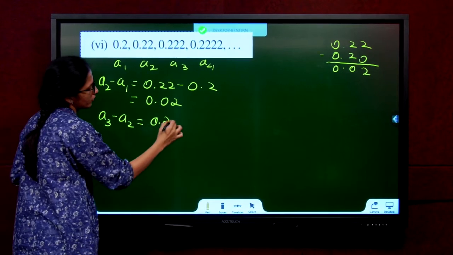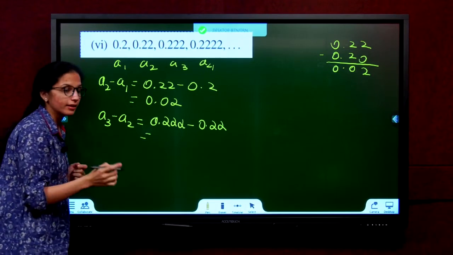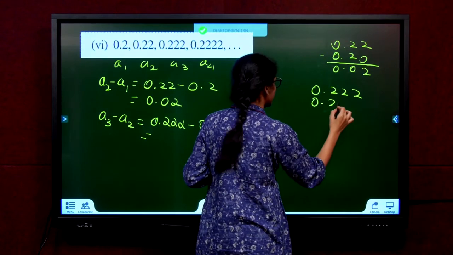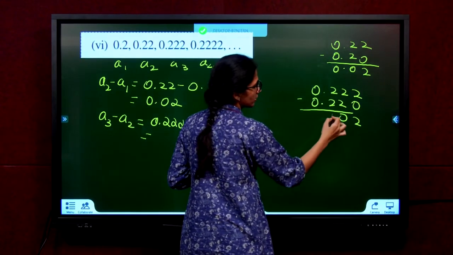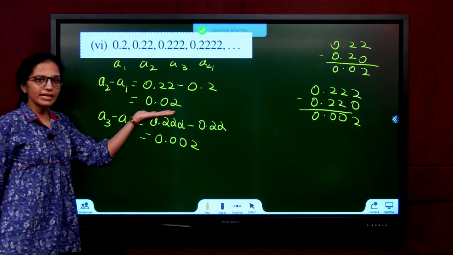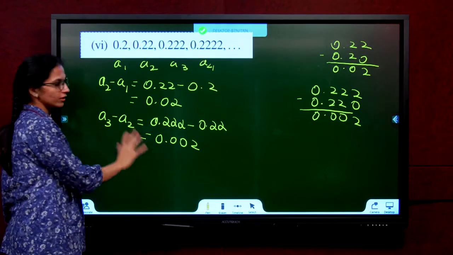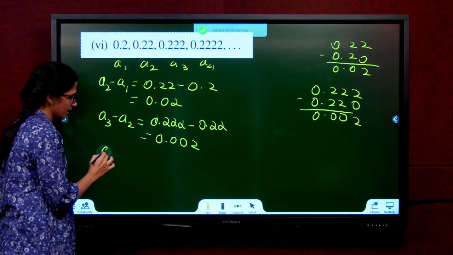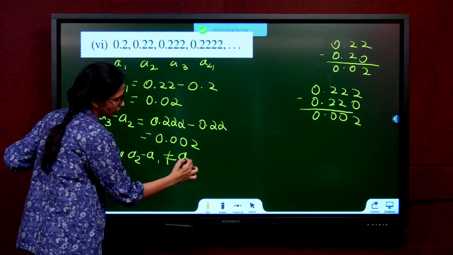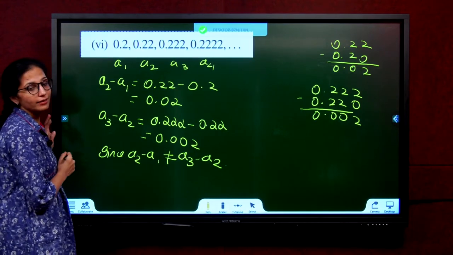A3, 0.222 minus 0.22. Be very careful. 0.222 minus 0.22 is 0.002. Is 0.02 and 0.002 same? No. Here only you can stop. You don't have to check for A4 minus A3. Since A2 minus A1 is not equal to A3 minus A2, the given sequence is not an AP.